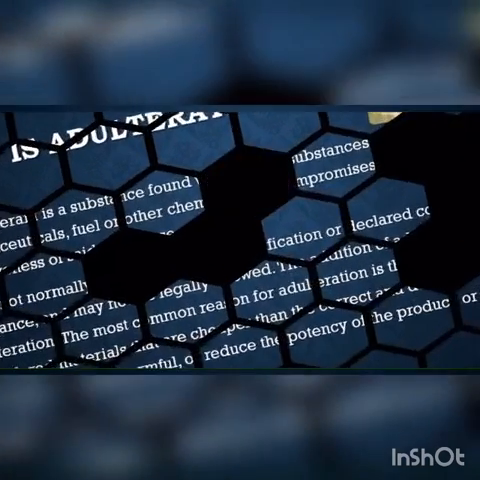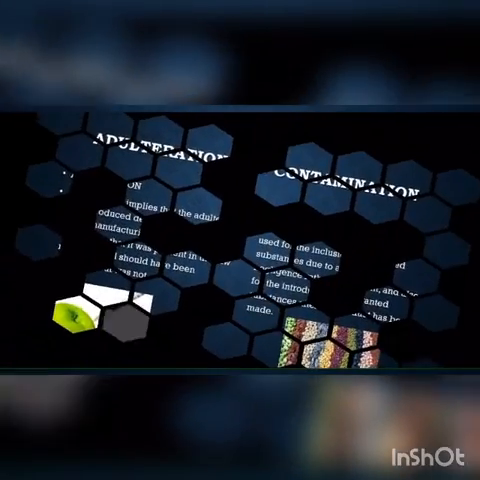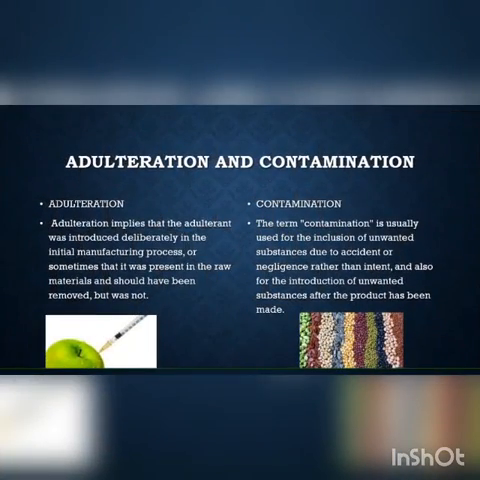We need to understand the difference between adulteration and contamination. Adulteration implies that the adulterant was introduced deliberately in the initial manufacturing process. So, it has been done intentionally. Whereas contamination is usually used for the inclusion of unwanted substance due to accident or negligence.